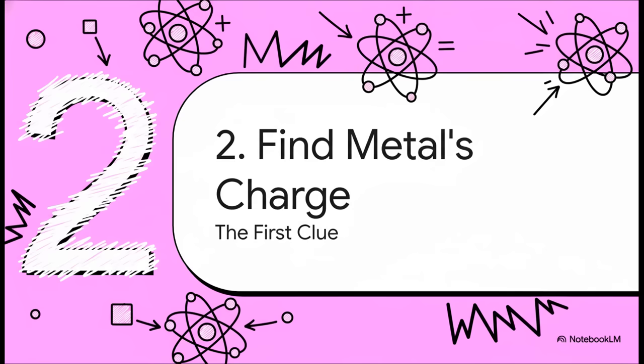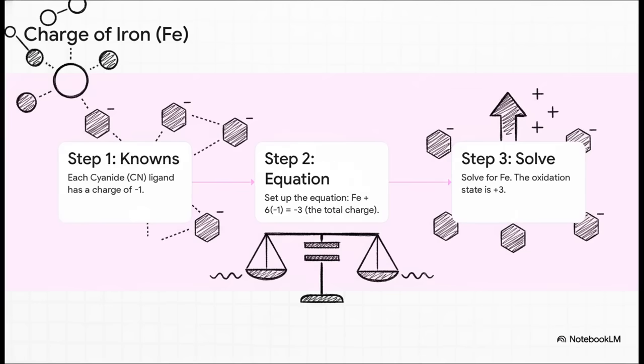Okay, step 1. Our very first clue is all about the central metal atom in each compound. We have to figure out its specific electrical charge, what chemists call its oxidation state. This is the bedrock for everything else we're about to do. Let's dive in with our iron compound.